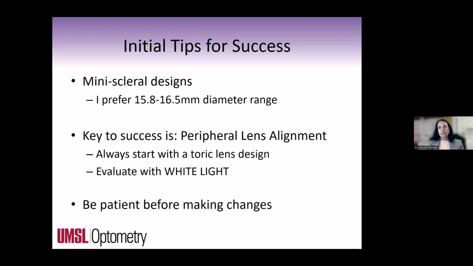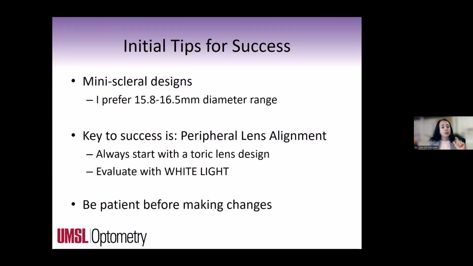My second key to success is peripheral lens alignment. When I look at scleral lenses on the eye, I spend about 90% of the time looking at the periphery of that lens and about 10% looking at the corneal chamber, right? Corneal chamber, boom. Do I have touch? No. Do I have clearance? Yes. Is it excessive? Yes or no? That's how I know if I'm going to make changes.